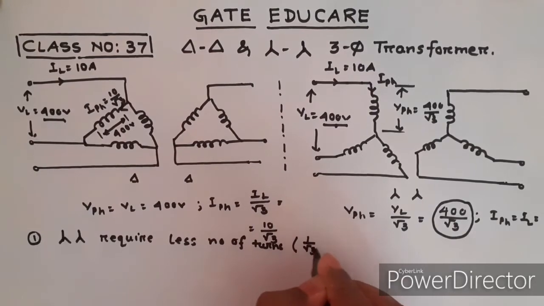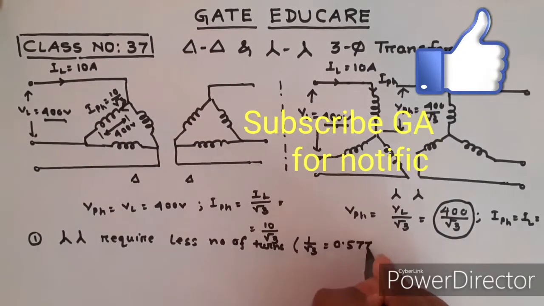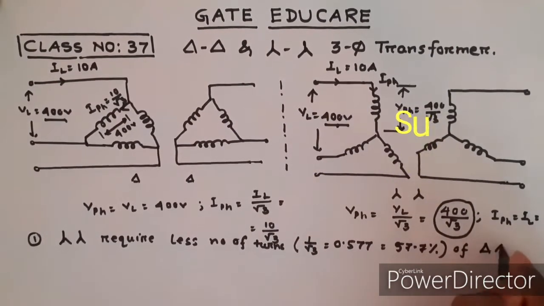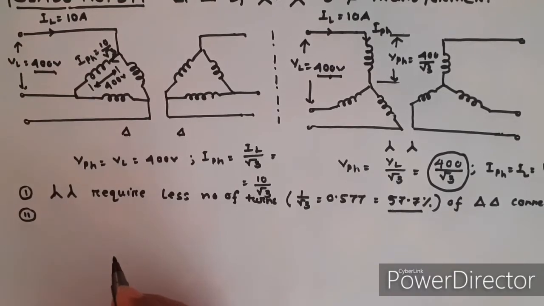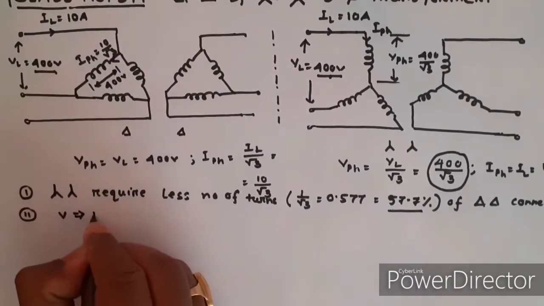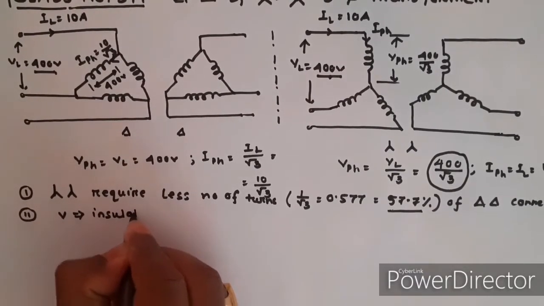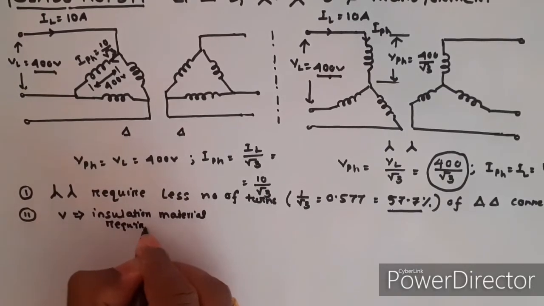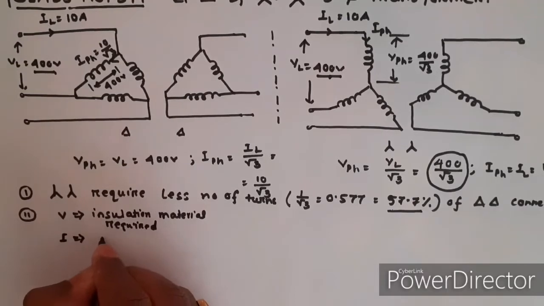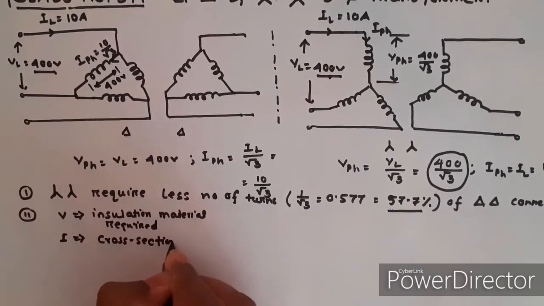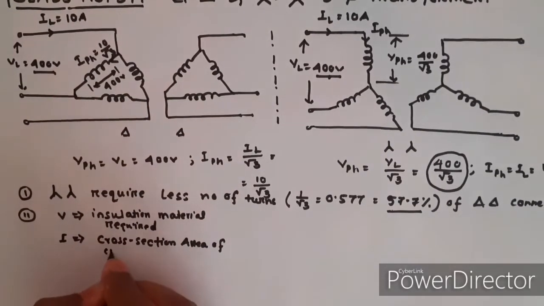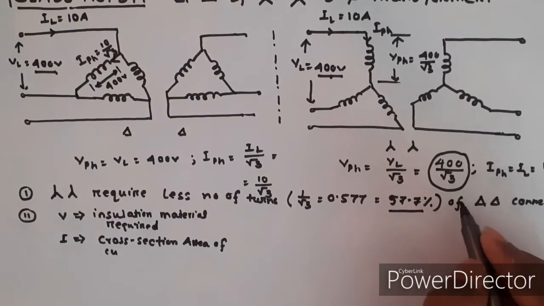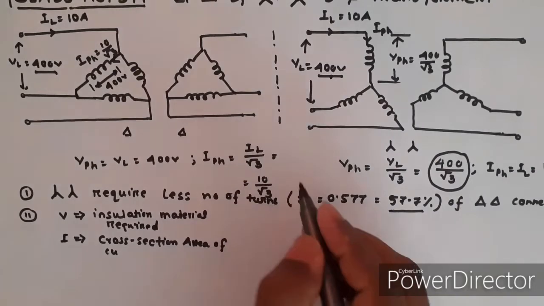That means 1 by root 3 is equal to 0.577, that is 57.7% of delta-delta connection. As I explained earlier, the voltage rating decides the insulation material required, and the current rating decides the cross-section area of copper. In star-star connection, fewer turns are required. Therefore, less insulation will be required compared to delta-delta.